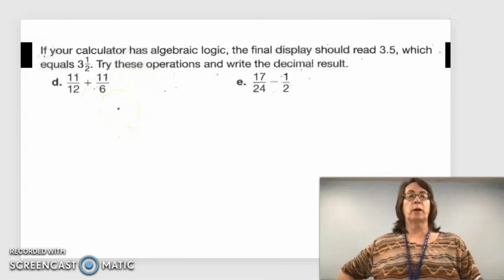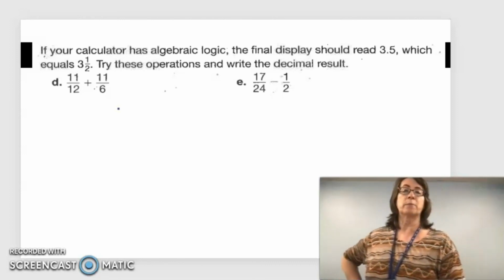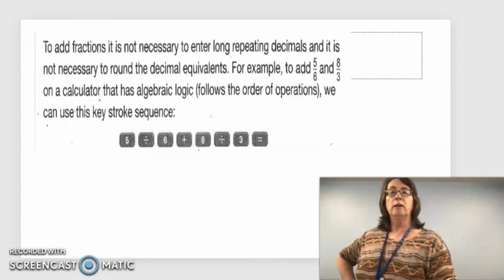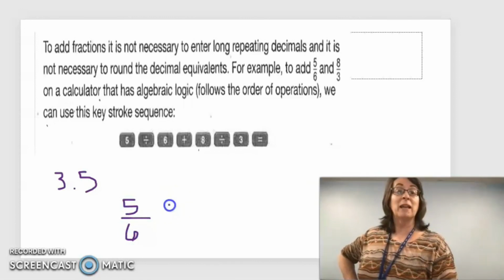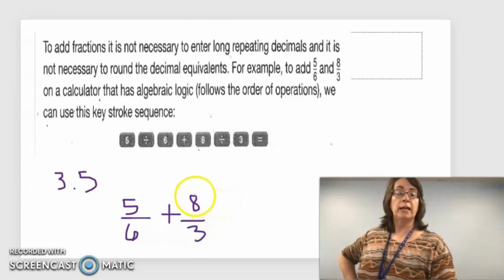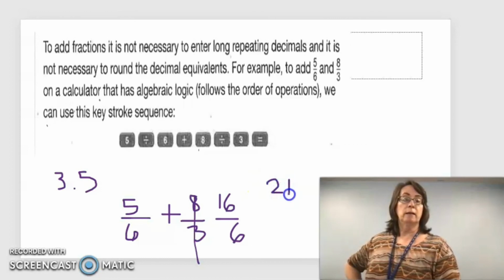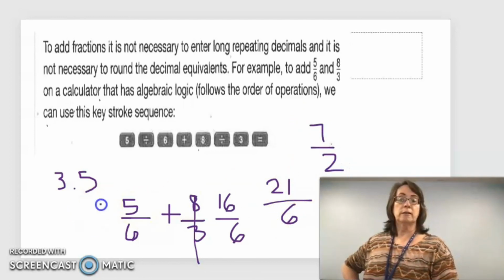Here it says if your calculator has algebraic logic, the final display should read 3.5. Try these operations and find the decimal result. Basically they're saying this one should be 3.5. So let's check it. Let's do it with fractions first. 5/6 plus 8/3. But we would change 8/3 to what? 16/6, because I'm getting a common denominator. So 5 plus 16 is 21/6, which divided by 3 is 7/2, which is 3.5, isn't it?